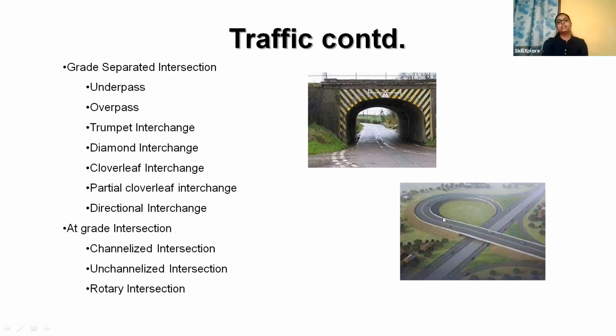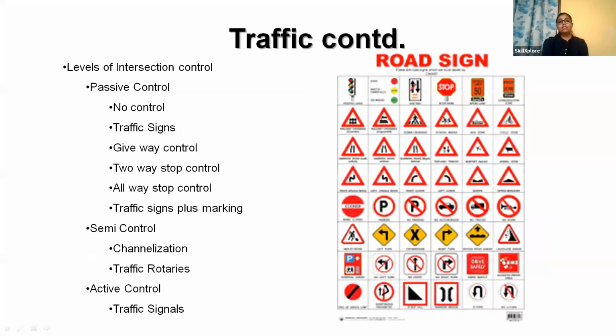Next important portion is the levels of intersection control. There are three levels of intersection control, which are passive control, semi-control, and active control. All these three things will be addressed one by one. Passive control will include no control, traffic signs, give way control, two-way stop control, all-way stop control, and traffic signs plus marking. Next is semi-control. As we have already discussed, it will include channelization and traffic rotaries. And the third is active control. Traffic signals will come under active control.